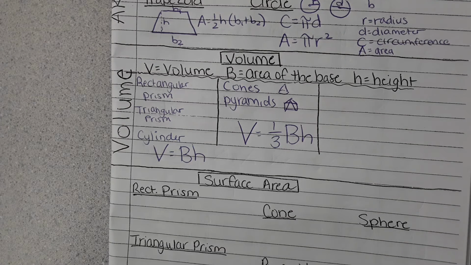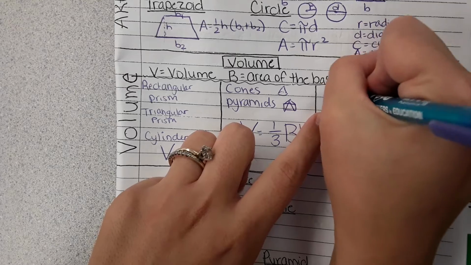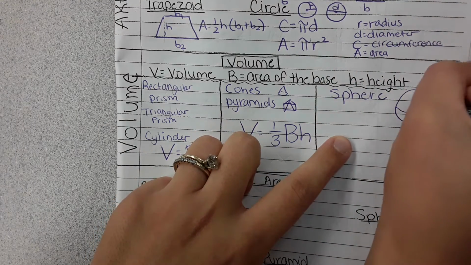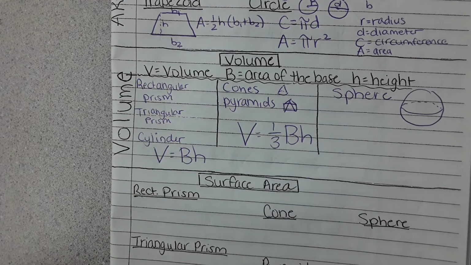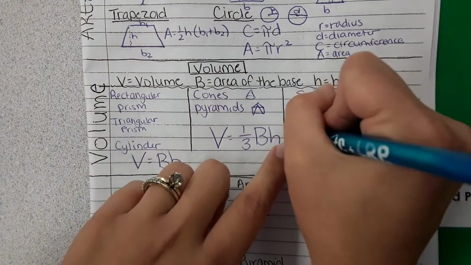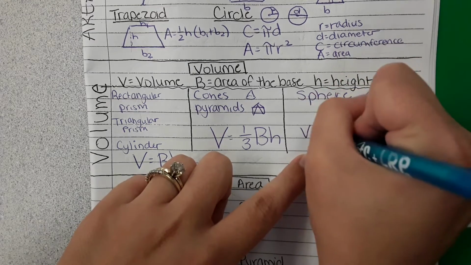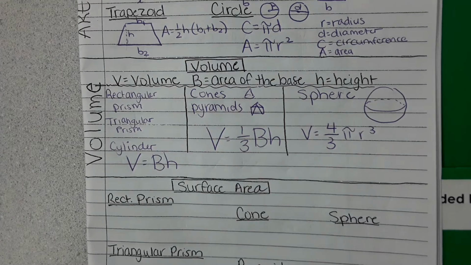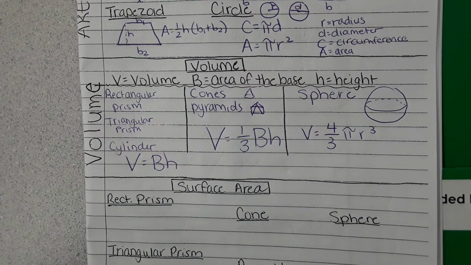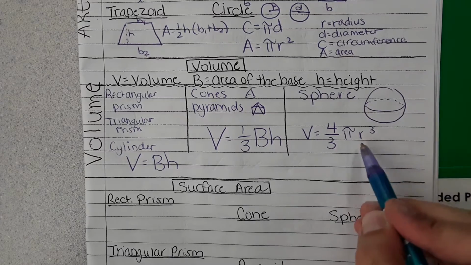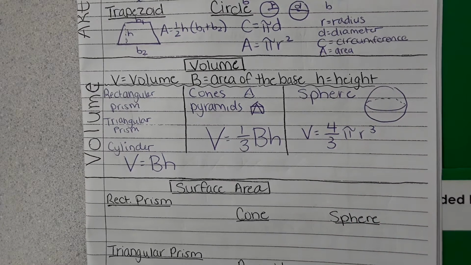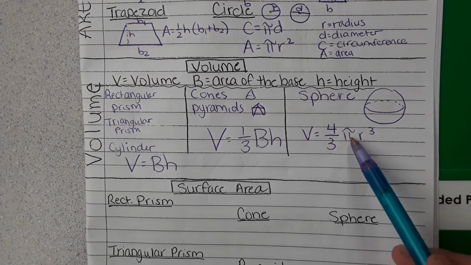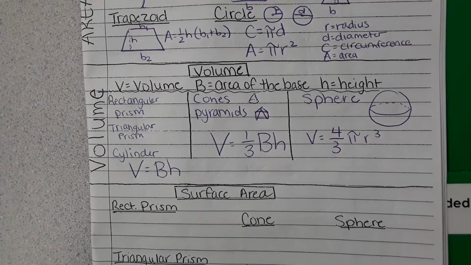Next, for a sphere. This is just a simple equation. Well, maybe not a simple equation. 4/3 pi r cubed. To solve that, you'd start by cubing the radius using order of operations. As far as putting this in a calculator, you would do 4 divided by 3 to get 1.3 repeating, times 3.14 times whatever this number came out to be.